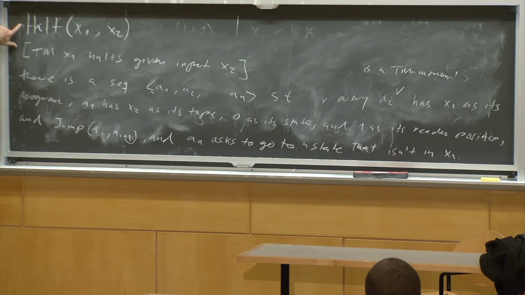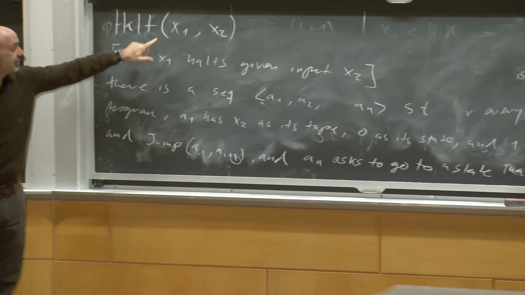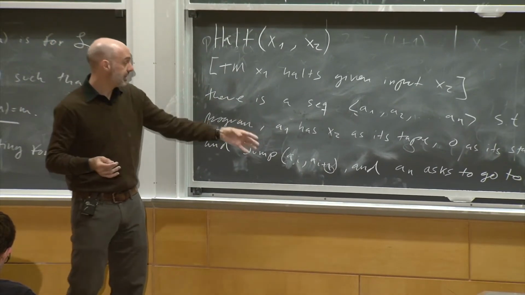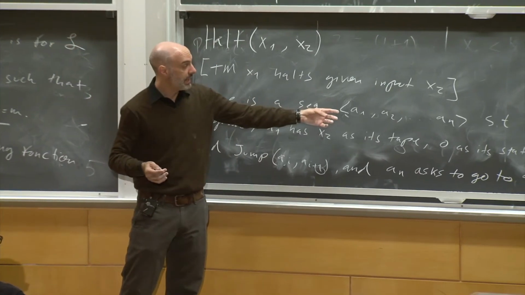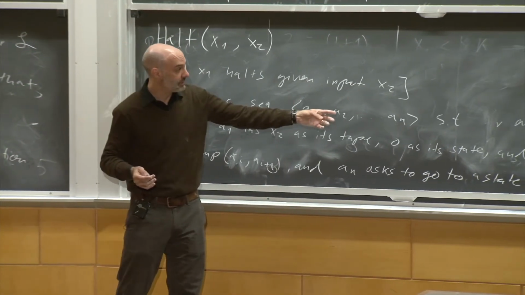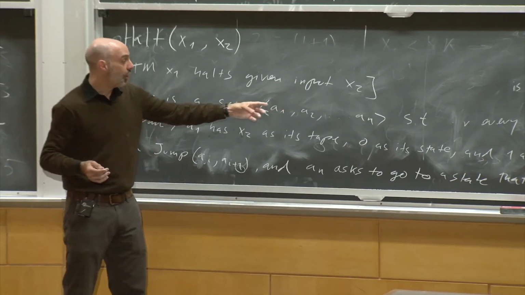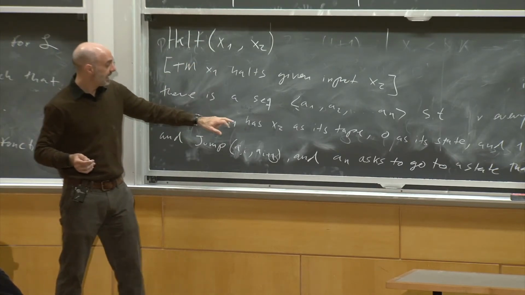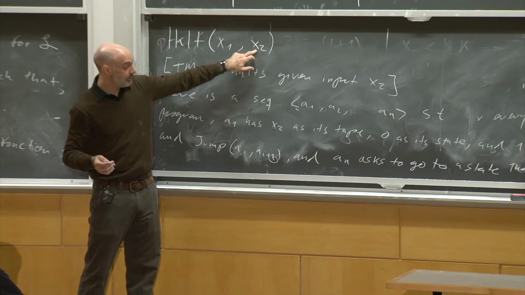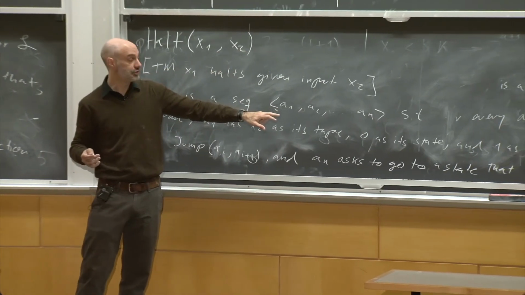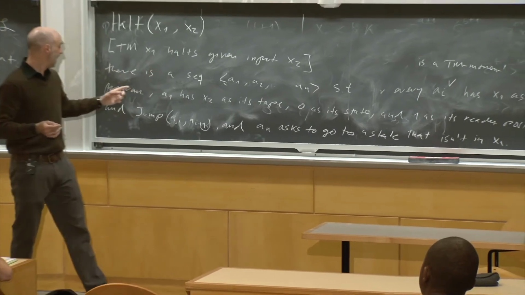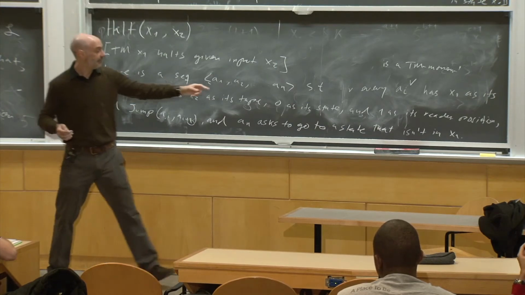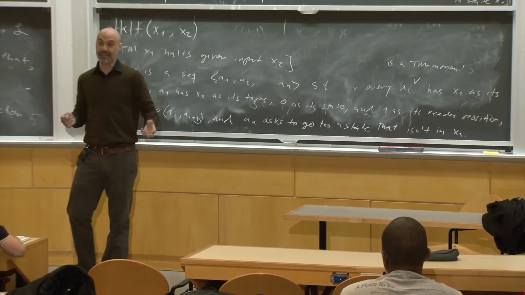So this is our halt formula, which intuitively means Turing-machine x1 halts given input x2. And the way we spell that out is by saying there is some n-tuple such that every member of the n-tuple is a Turing-machine moment. And they all have x1 as their program. And the first member of the sequence has that as its tape and 0 as its initial state and starts at the beginning of the tape. And you can get from any member of the sequence to the next one using jump. And the final member of the sequence asks to go to a state that doesn't exist.